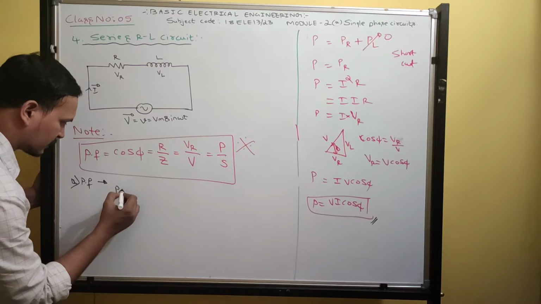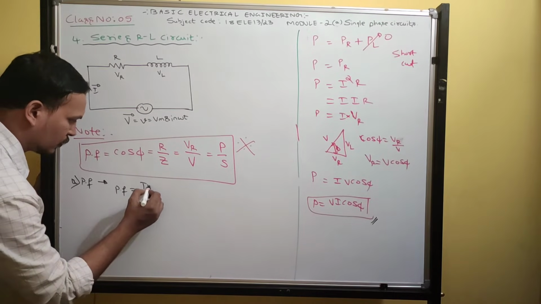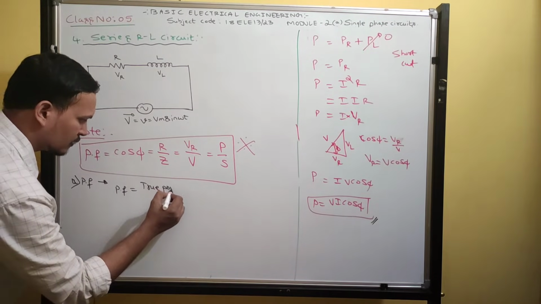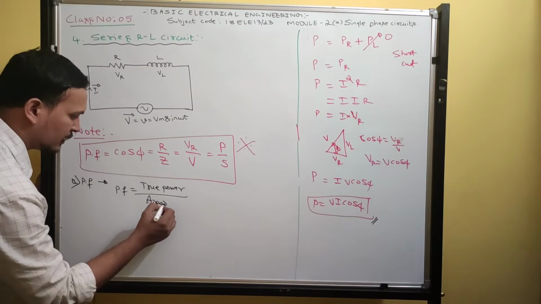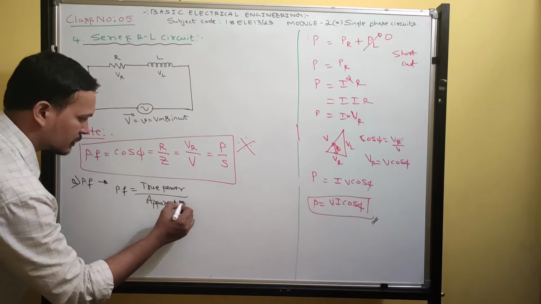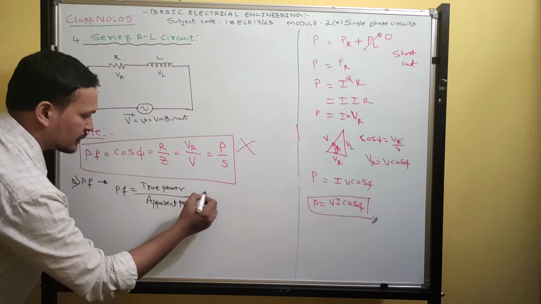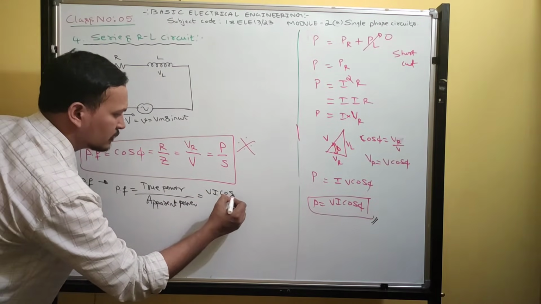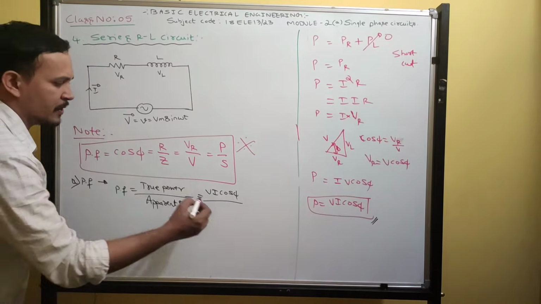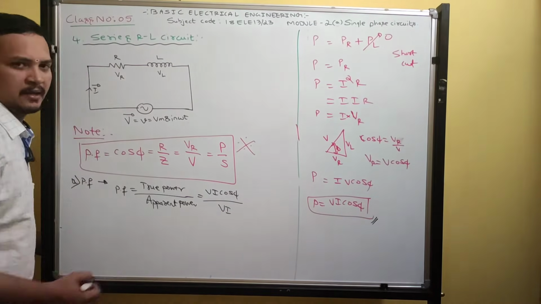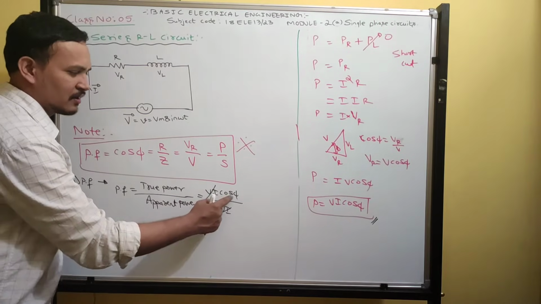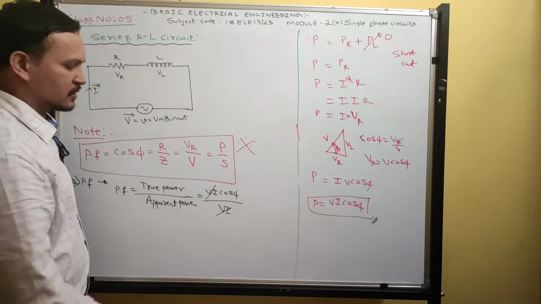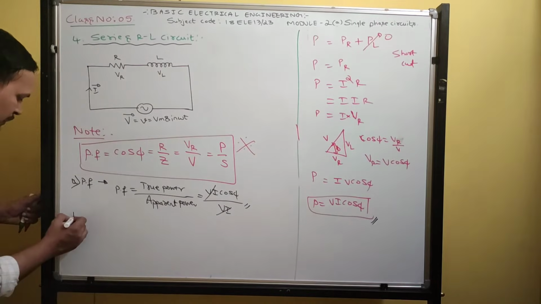See, power factor I can write as true power divided by apparent power, A-P-P-A-R-E-N-T, apparent power. What is true power? Power consumed in the circuit, VI cos phi. What is apparent power? VI. VI cancels. What did we get for power factor? Cos phi. Okay, got it? So this is one technical term.